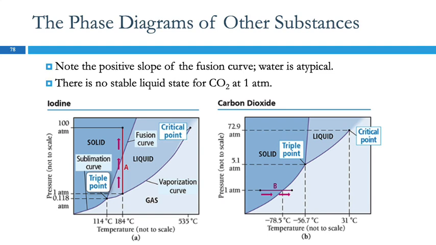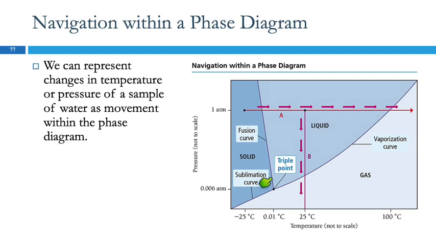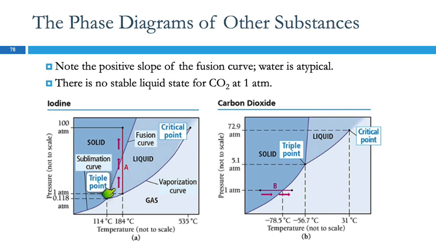So normally this fusion curve has a positive slope. This is iodine and carbon dioxide. If we go back to water, water has a negative slope. That's unusual, because what that indicates is, if I have this temperature and I increase the pressure, I can cause the solid to melt. Most things, if you increase the pressure on a solid, it just stays solid. If you take the liquid and increase the pressure, it will freeze. Water is backwards that way.